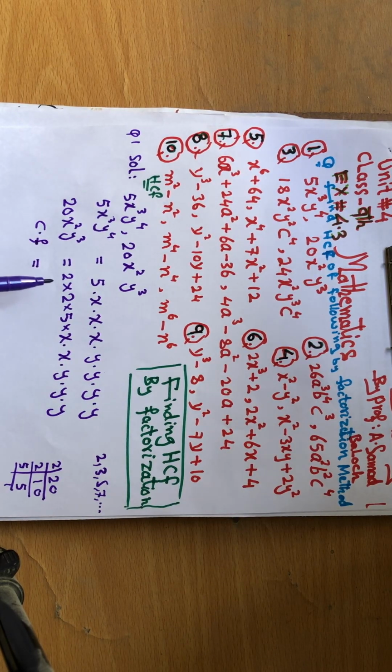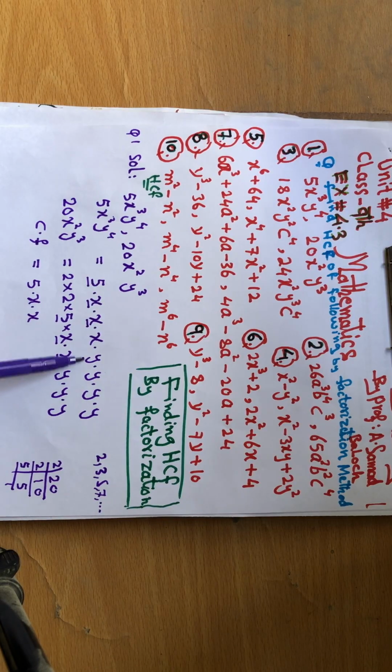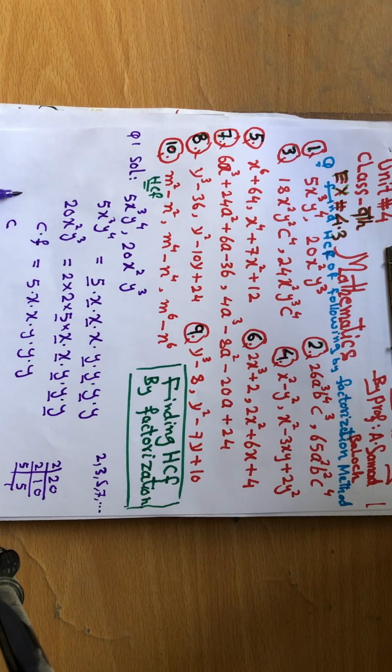We can see from both expressions 5 is common here and here. It means wherever the same number comes in both places, that number will be written 1 time. x is common, and again another x is also common. Beside this y is common, and again y is common. Similarly y is common 3 times. Upside 4 times it came, and downside we can see 3 times, so we'll take the common one, that is 3 times. After that we are going to multiply.